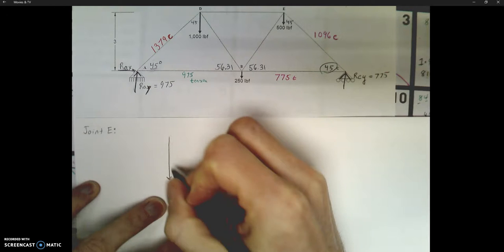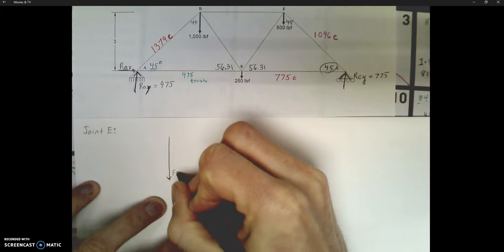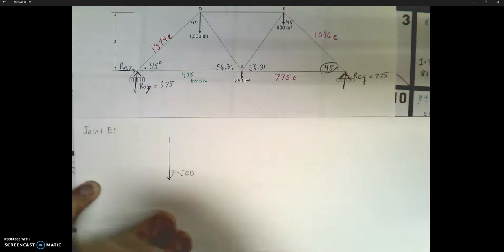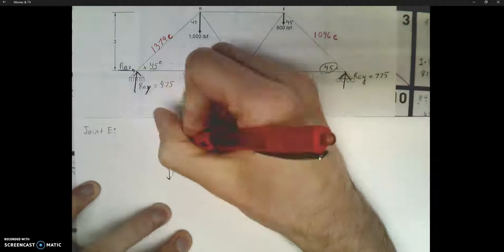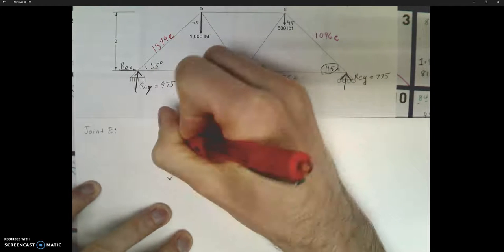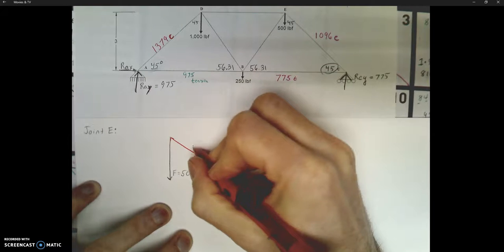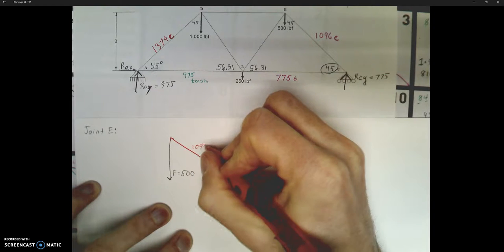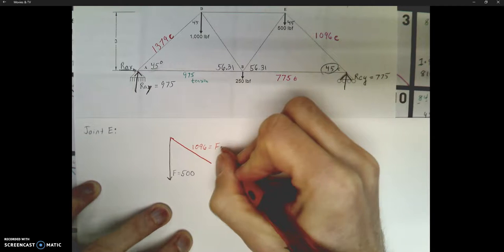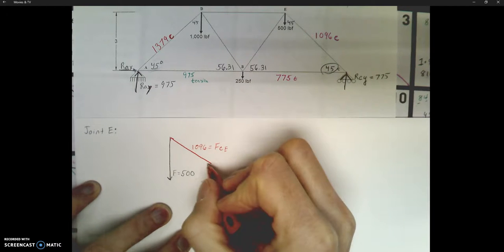So we're going to look at joint E. We're going to do the free body diagram again. Only the segments that interact with that joint E are going to be included in this diagram. So we have the force of 500 in the Y direction that was given to us already, and then we have the force of member EC or CE, which we calculated from a previous video as 1096 of compression. So it's still applying compression to joint E, so it's going up and to the left.